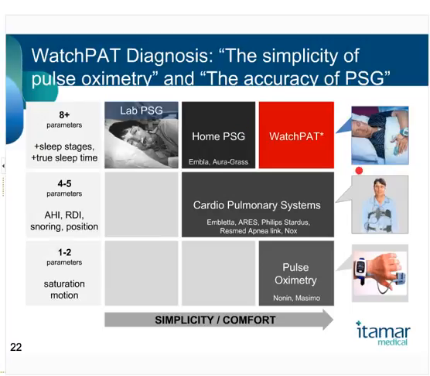You have the WatchPAT, which has 6 signals. Below that, you have a variety of cardiopulmonary systems, such as the Embleta, the Aries, Philips, Stardust, and ResMed ApneaLink, which have 4 to 5 signals, depending on how you think about them, including body position. And then at the most basic, you have 1 to 2 channels, such as pulse oximetry, which give you 2 channels. You can even get 3 channels in some instances if you combine an airflow sensor. That's not as commonly done in the U.S. for a variety of reasons, but in Europe it's sometimes done.